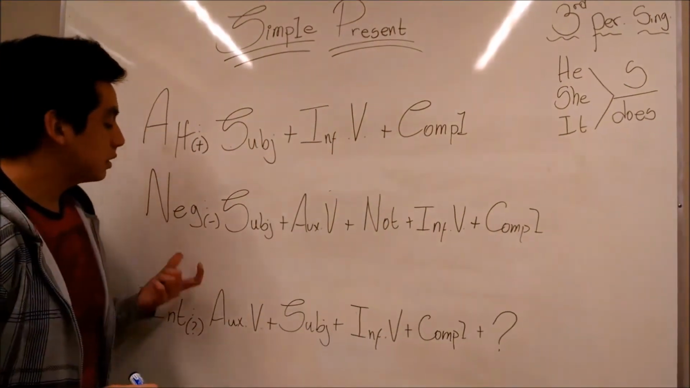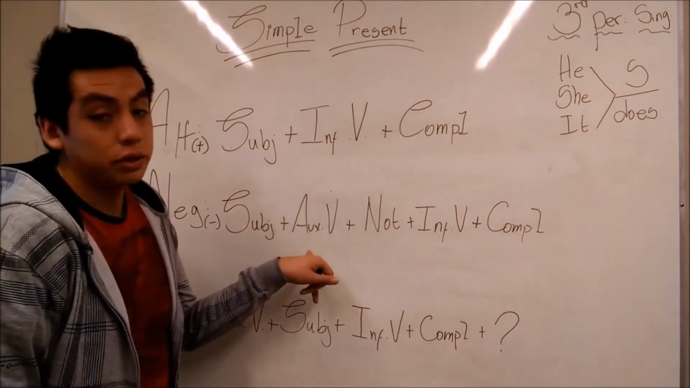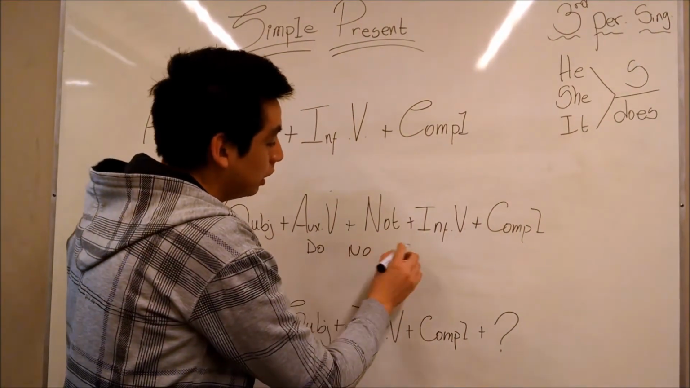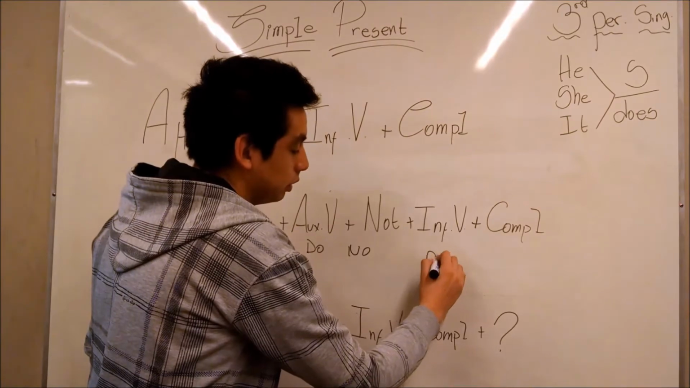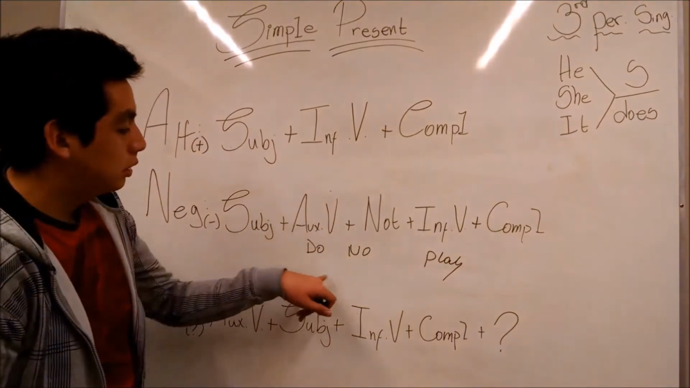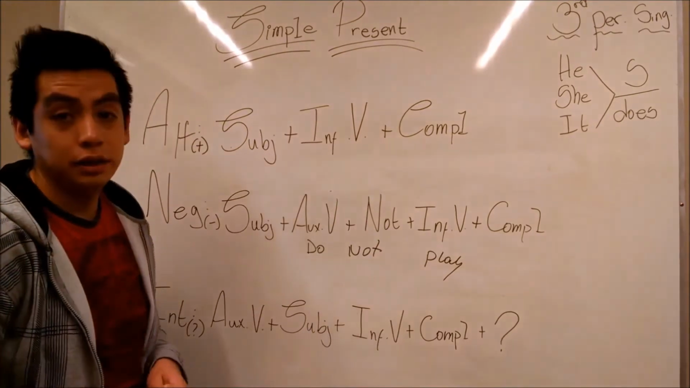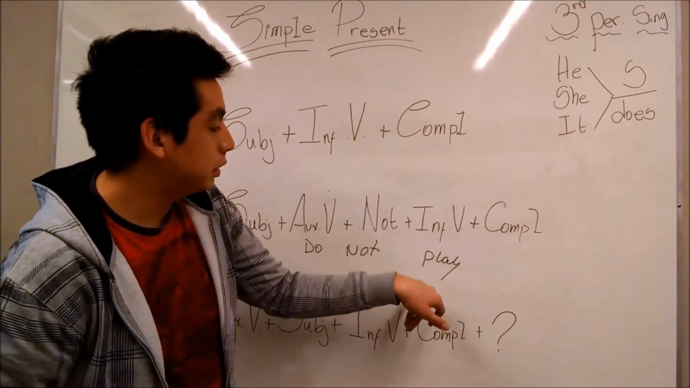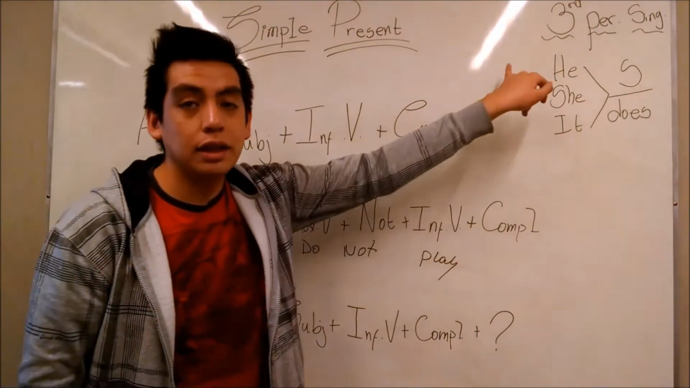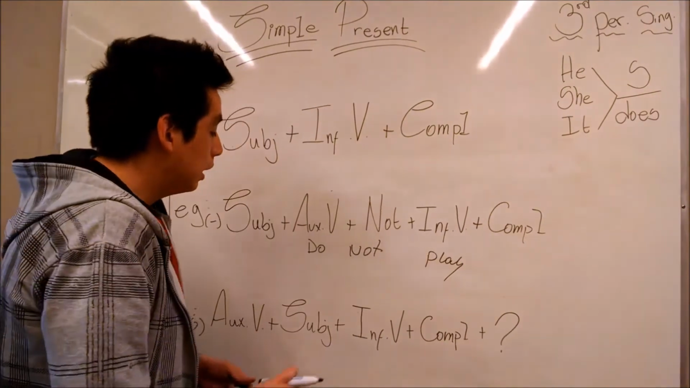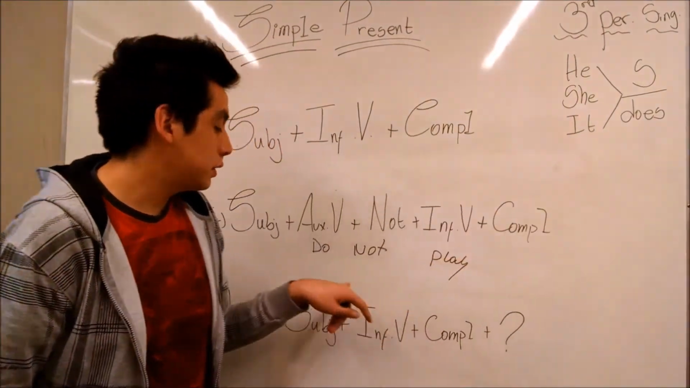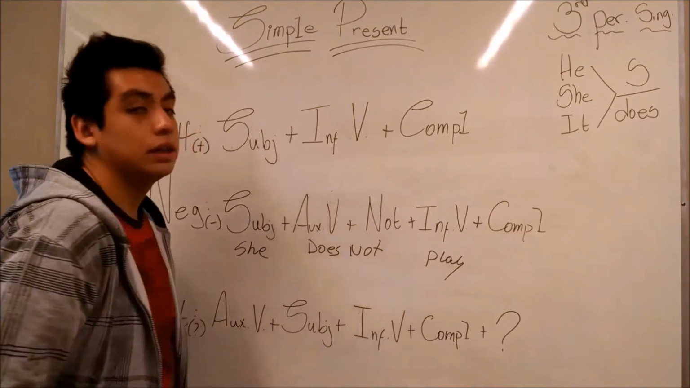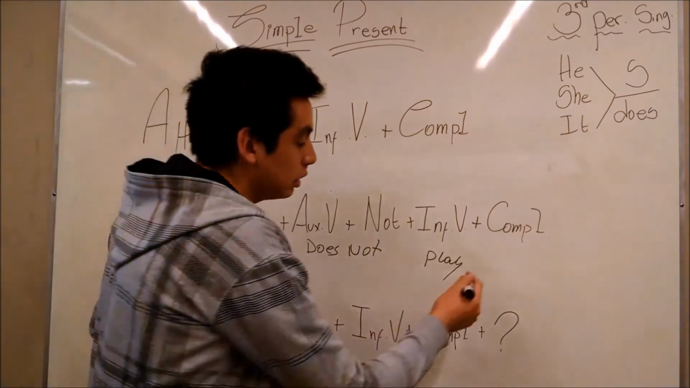Then we have the negative structure that goes with the subject, our auxiliary verb, that in this case will be do, plus not, and then our infinitive verb, let's say play. So it goes: our subject, auxiliary verb plus not, plus infinitive verb, and then our complement. In the case of third person singular, we have to use does instead of do. Okay? She does not play, for example. She does not play the guitar.